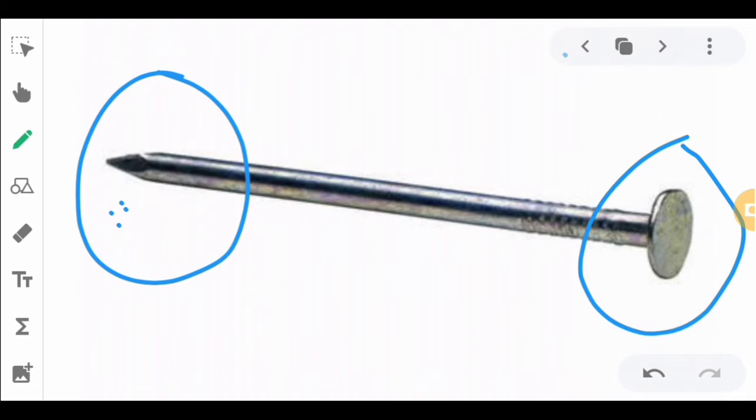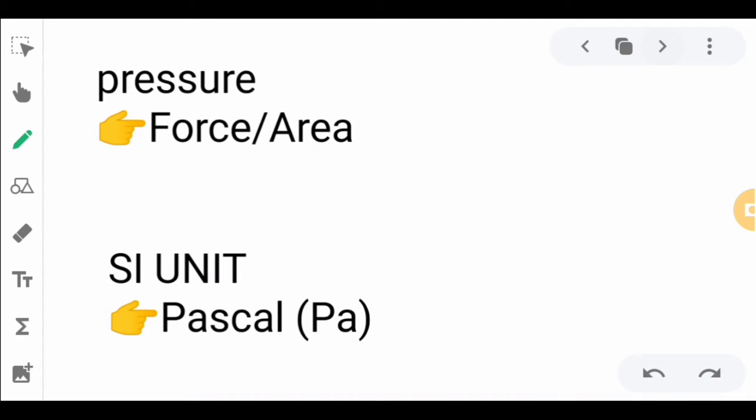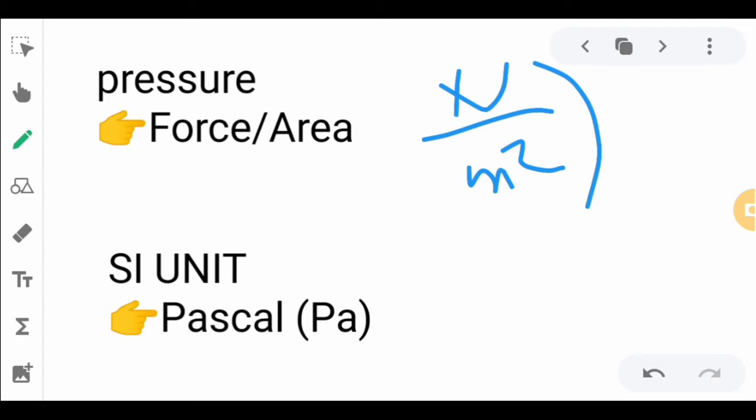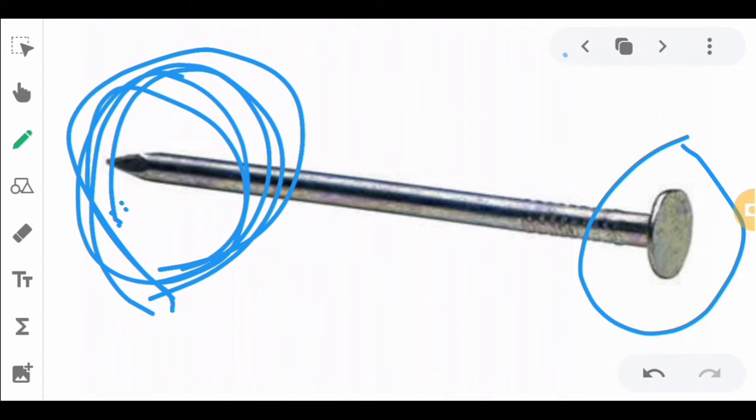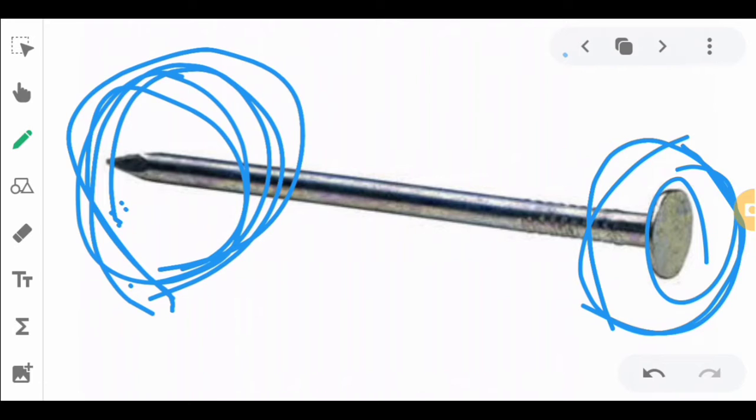From here, we can define pressure as force per unit area. The unit of force is Newton and the unit of area is meter squared. In SI units, when you perform this operation, the unit will be Pascal. So the unit for pressure is Pascal. Why is this important? I mentioned that if you pierce the wall with the pointed part, there is a greater pressure because the area in contact is lesser. And if you hammer the flat part, the pressure will be lesser because the area in contact is greater. So why is that?